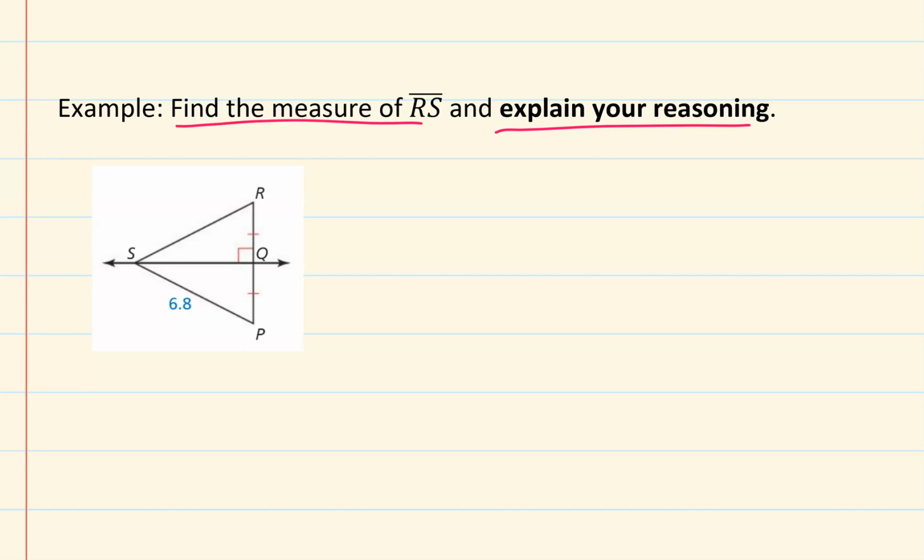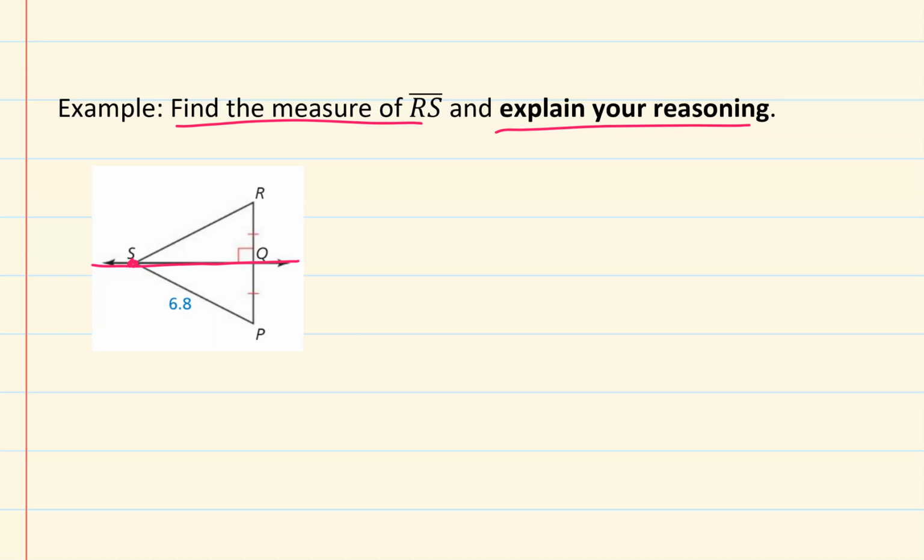6.8. Well, that would be true if S was where? On the perpendicular bisector. It is. So what we need to do is say how we know it's on the perpendicular bisector. So how do we know SQ is on the perpendicular bisector? What's one thing we know? Because RQ is equal to QP.